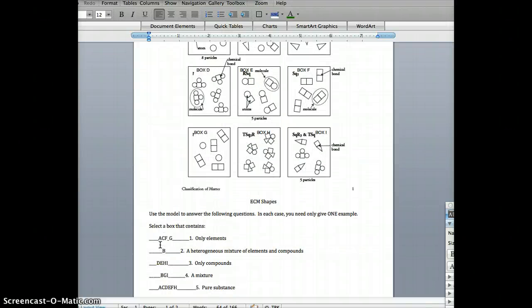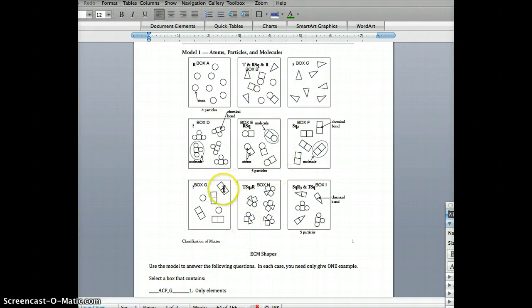Something that contains only molecules could not be that one because that has an element. Could be this one, could be this one because there's no plain elements there, no plain atoms, I should say. This one is an element, but it still contains all molecules. This one contains all molecules. That one contains all molecules. This one contains some molecules, but not all, so it doesn't qualify. So we're looking at D, and these are only elements, A and C. So we're looking at D, E, F, H, I.